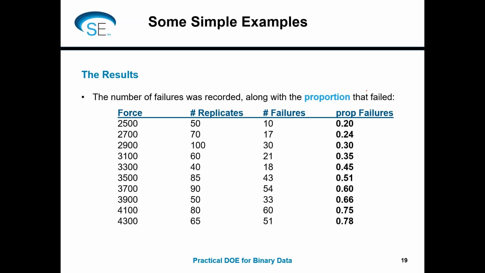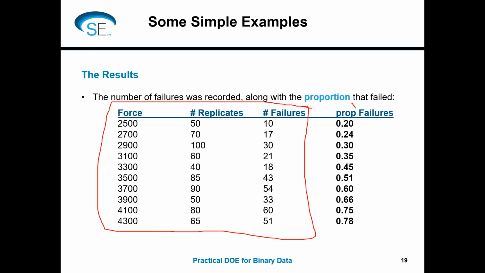And this is where the number of failures was recorded. So again, all 690 runs were done in a random order. Now I did put the proportion of failures here, just so that you could see that, obviously, as force or load goes up, the probability of a fastener failing also increases. Don't actually analyze your data using proportions, because you're basically turning a 690 run experiment into a 10 run experiment.